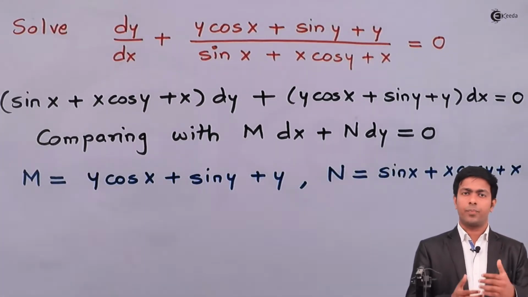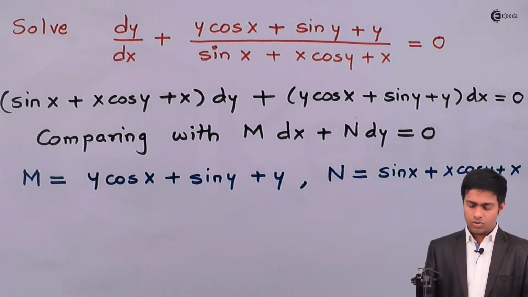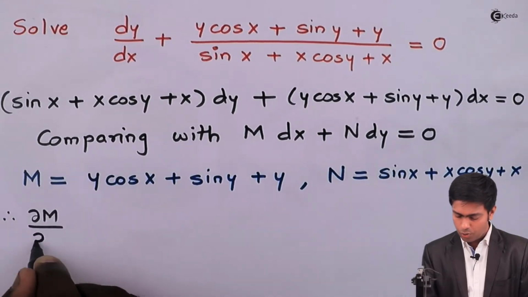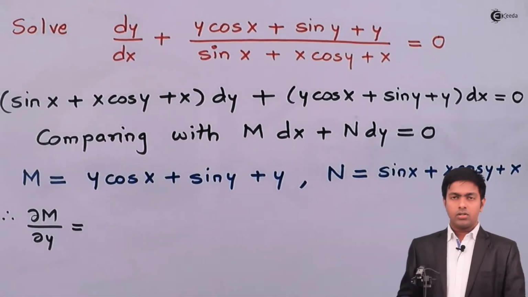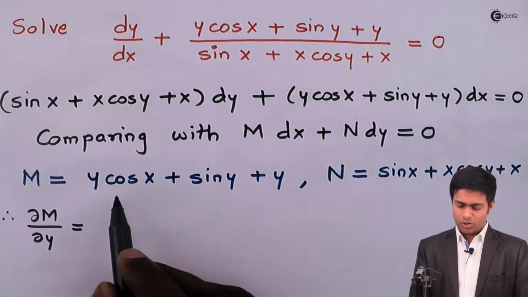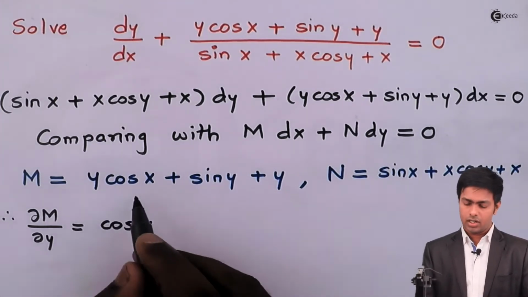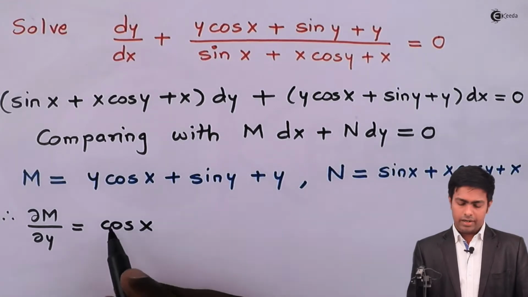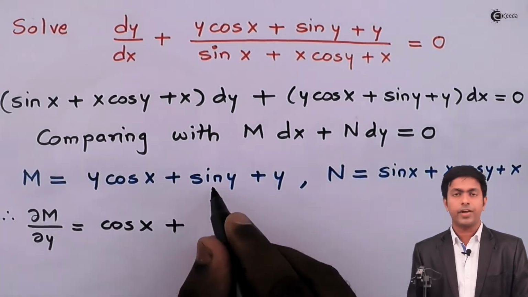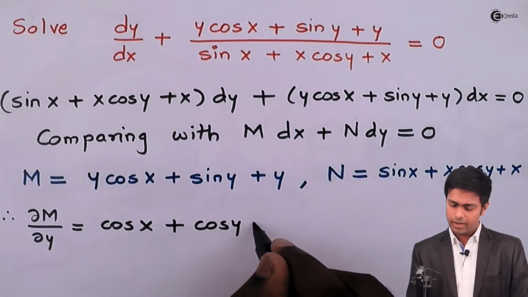Now to prove that the given differential equation is exact, we have to prove the condition, that is, the value of dou M upon dou y is equal to dou N upon dou x. So guys, let's find it out. Therefore dou M upon dou y equals, partially differentiating M with respect to y, cos x, or the terms of x, will be treated as constant. So cos x is constant, derivative of y with respect to y is 1, plus derivative of sin y is cos y, and the derivative of y is 1.